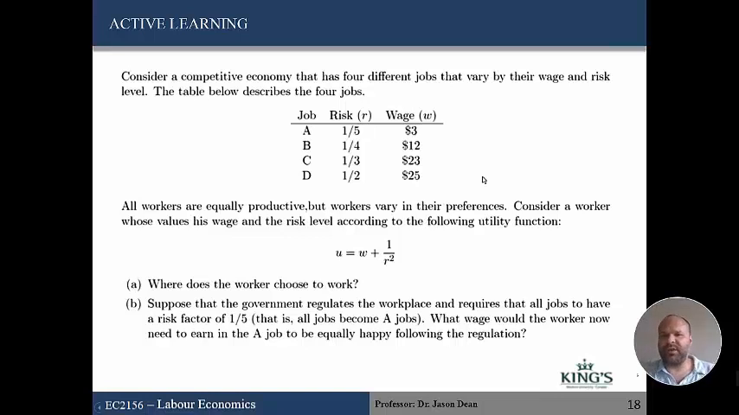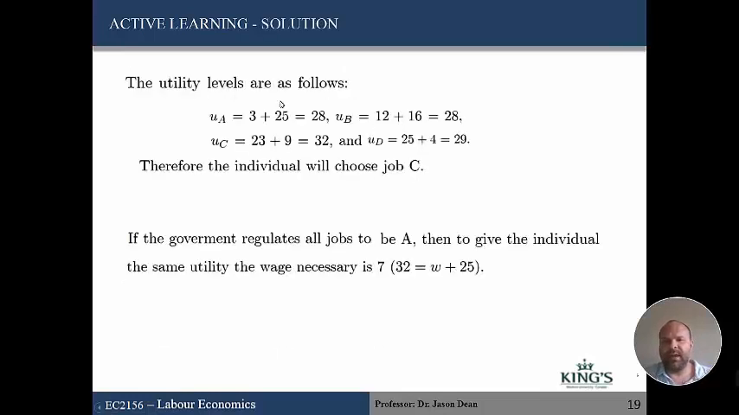So the first question, where does the worker choose to work? Well, we arrive at that answer simply by plugging in the different risk levels into this utility function and finding the highest value. When we do that, we get 28, 28, 32, and 29. So this individual will choose job C because it provides them with the highest level of utility.